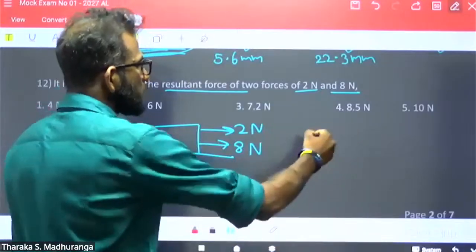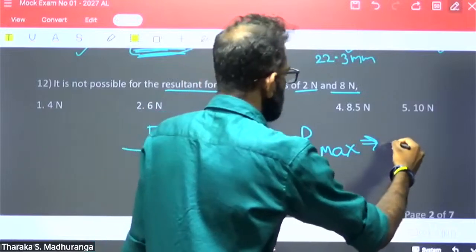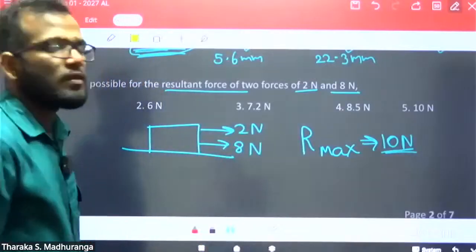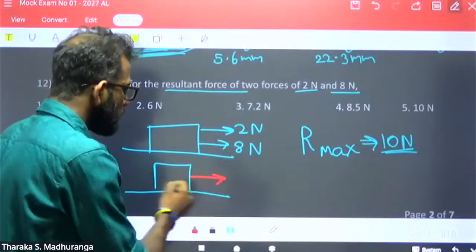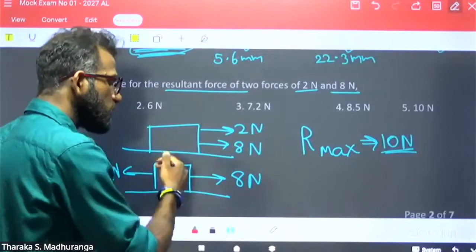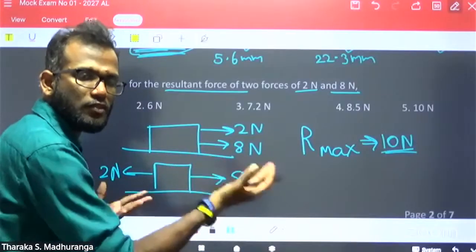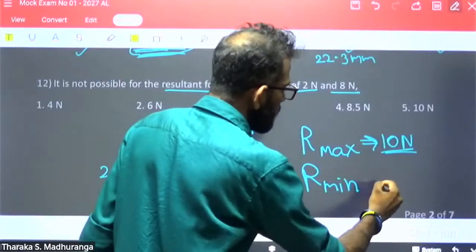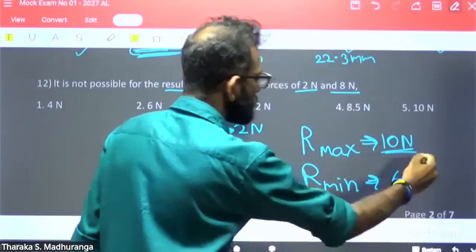Then the maximum resultant force, R maximum, is 10 Newton, 8 plus 2. Then again I told, if two forces act in opposite directions, 8 Newton and 2 Newton along opposite directions, that's the minimum resultant force that can act with these two forces. That's the minimum resultant force, R minimum. That is 8 minus 2, it is 6 Newton.